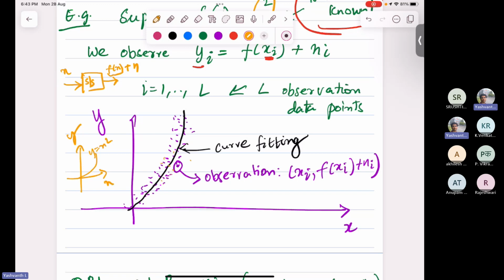It's xi comma, not f of xi. If it were f of xi, it would have strictly lain on the curve y equal to x squared. But it's perturbed by a noise ni that varies with the observation index. For every i, ni keeps changing, so there is some oscillation. All these violet points are scattered around the main curve. Now, from the given points, I need to find the approximate curve that these points fit. That's called curve fitting or linear regression.